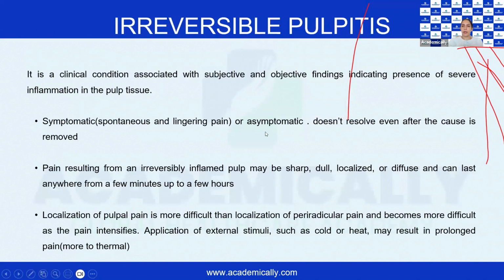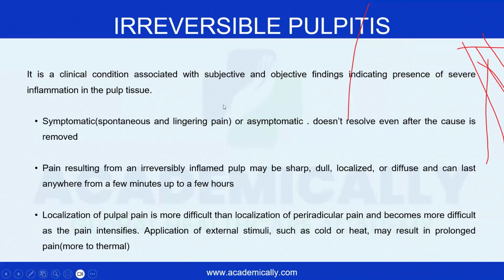Is reversible pulpitis clear to everyone? Excuse me, ma'am. Yes. Ma'am, how will we differentiate between dentinal hypersensitivity and reversible pulpitis if a patient comes with pain or sensitivity to a cold stimulus? How will we differentiate between those two?